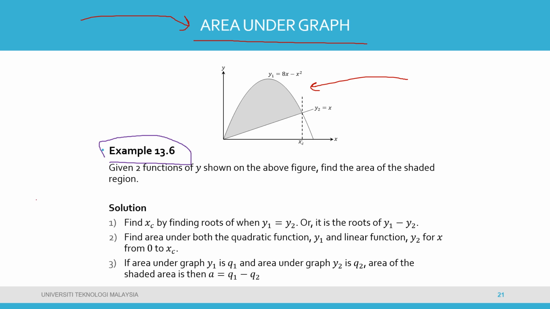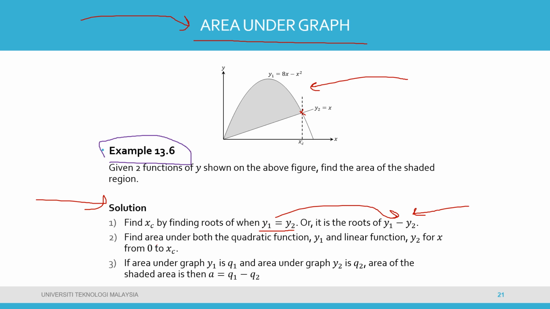So the solution is, if you recall your previous knowledge, find xc by finding the root. You have to find xc here. So basically finding when y1 is equal to y2. So it is the root of y1 minus y2. So basically the intersection point.